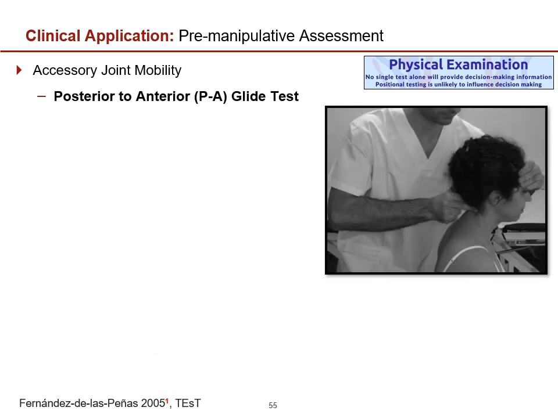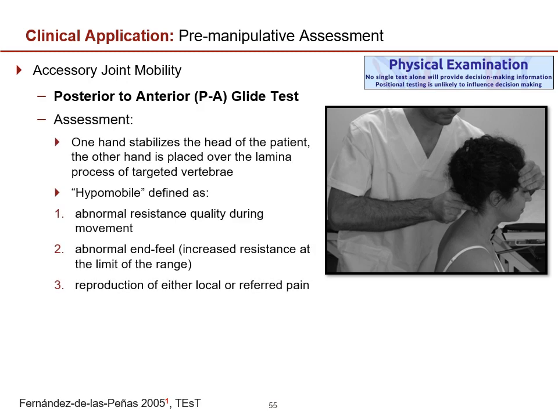Okay, and then the next test that was validated by the same research group was the posterior to anterior glide test. It wasn't as ubiquitous across the cervical spine. Particularly, it was only specific to the mid-cervical spine, and it was performed in a position that I don't traditionally do my joint play assessment in because of the degrees of freedom that are associated with it.